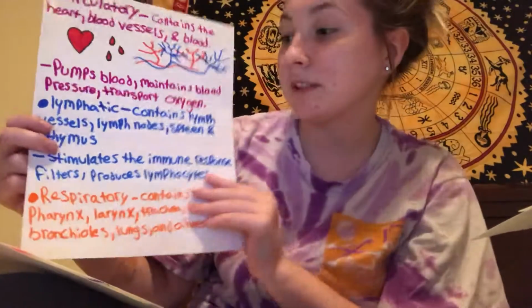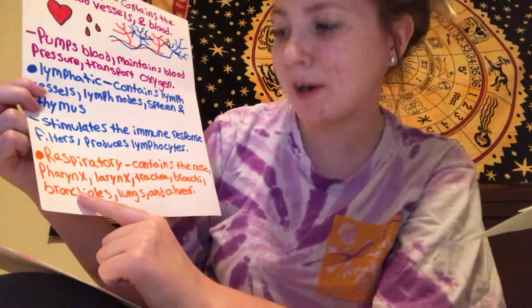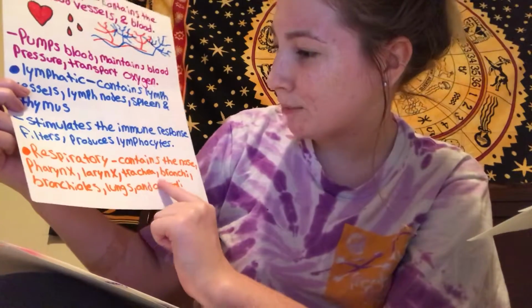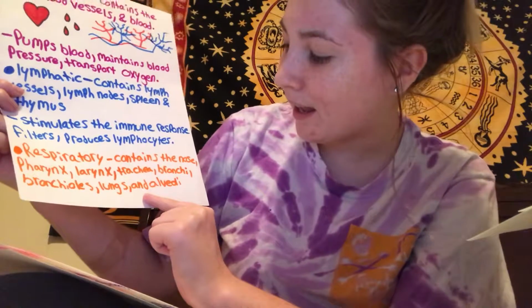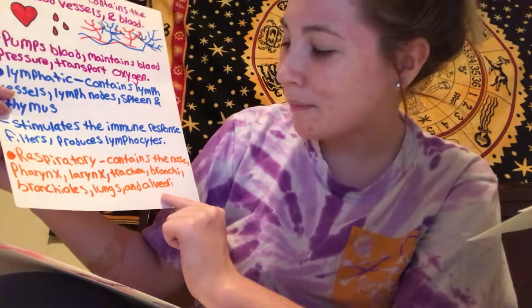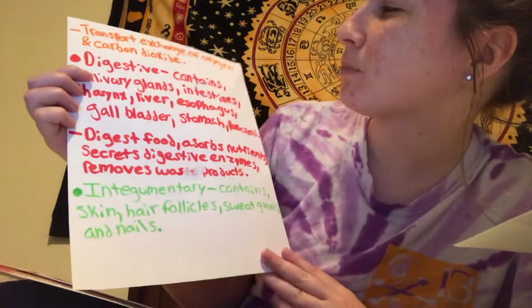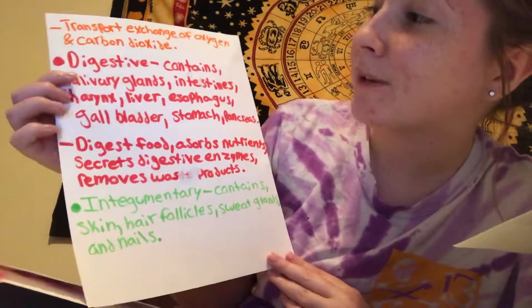The next system is the respiratory system, which contains the nose, pharynx, larynx, trachea, bronchi, bronchioles, lungs, and alveoli. And its purpose is to transport and exchange oxygen and carbon dioxide.